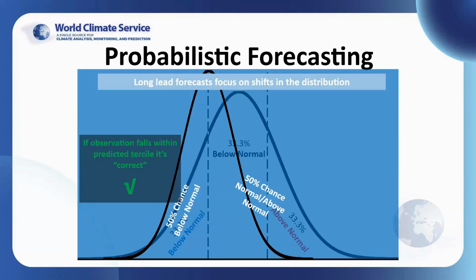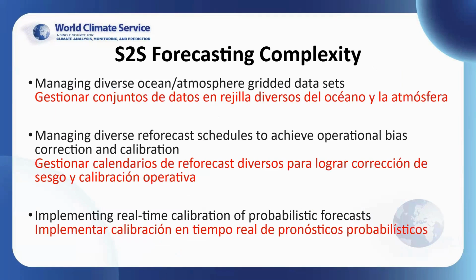All right, so it turns out creating a long-range S2S forecast is quite complex. And as I mentioned, over the years, we've been dealing with this complexity. So it involves managing diverse gridded data sets, managing diverse reforecast schedules to achieve bias correction and calibration, and then implementing those real-time forecasts as well.